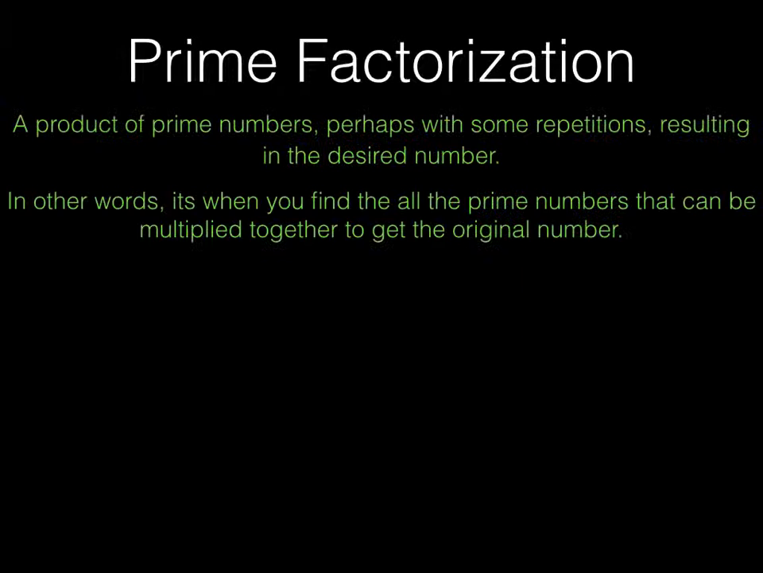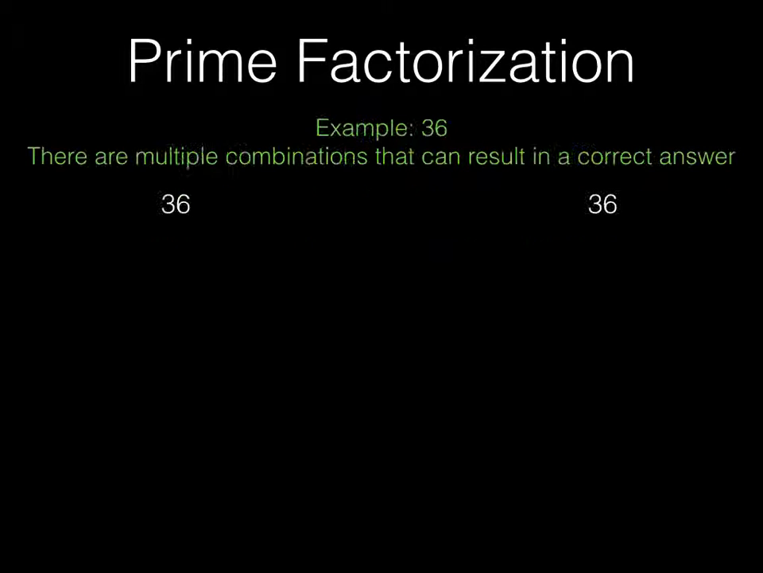In this video, I'm going to be doing prime factorization. Prime factorization is a product of prime numbers, perhaps with some repetitions, resulting in a desired number. In other words, it is when you find all the prime numbers that can be multiplied together to get the original number. I'm using 36 as my example, and there are multiple combinations that can result in the same prime factorization.